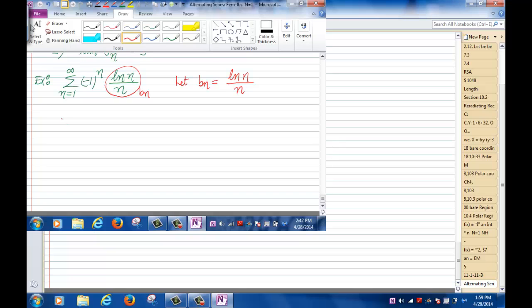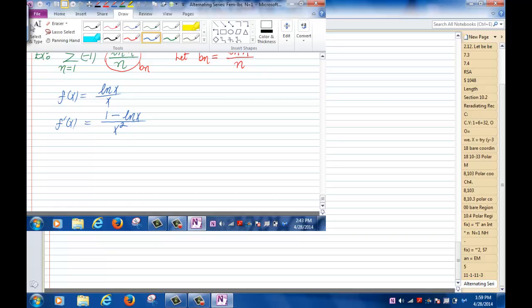So in this case, I am going to instead look at the function f of x, which is ln of x over x, and I'm going to ask myself, for what values of x is this function decreasing? Well, what do I have to do? Find the derivative by applying the quotient rule, and if you apply the quotient rule, do you get this? Remember, that's what we got when we talked about the integral test. Now, when is this derivative negative? That's when the function is decreasing, right?